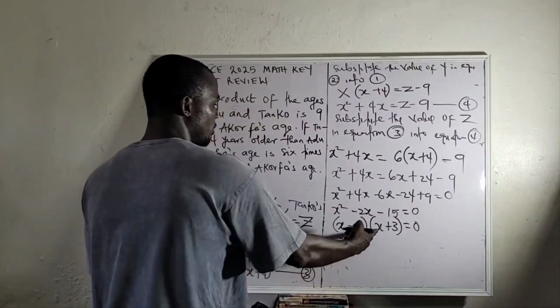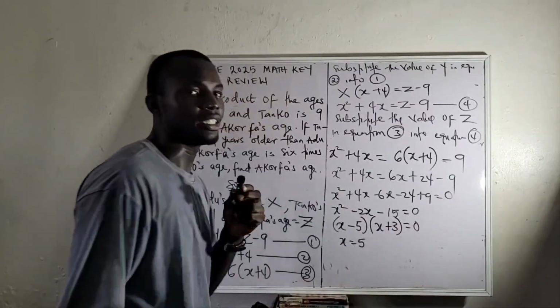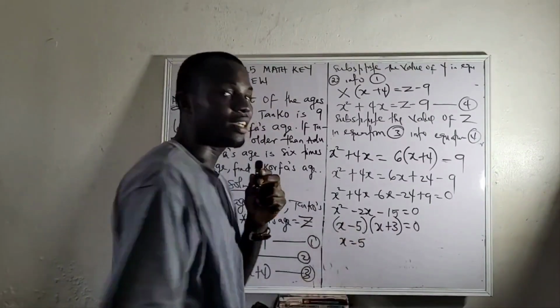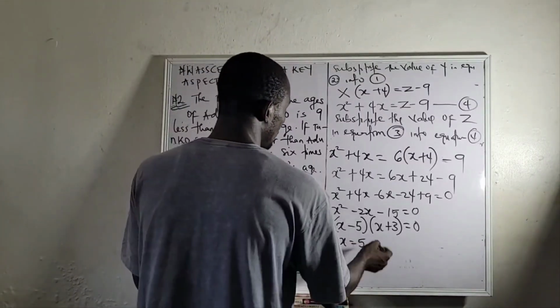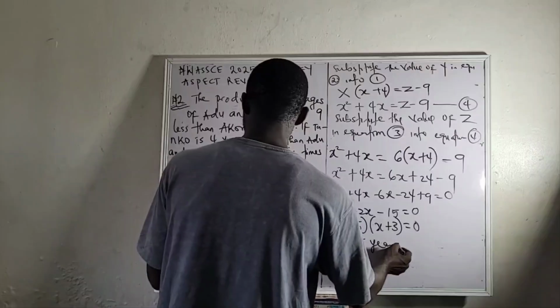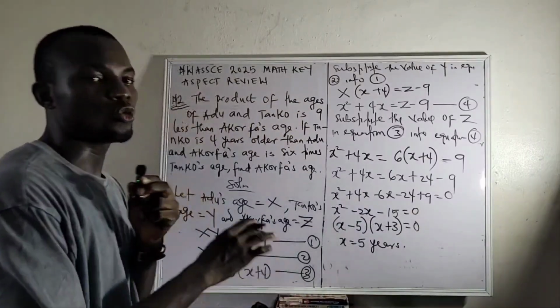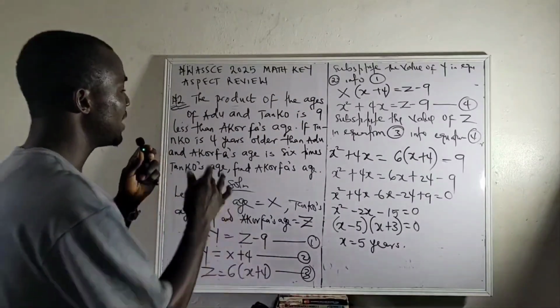Okay, I'm not going to even go ahead and evaluate the other factor because I know that age of someone cannot be negative. So x equals to 5 years. All right. Now that is not where they want us to stop. They say find Akofa's age.